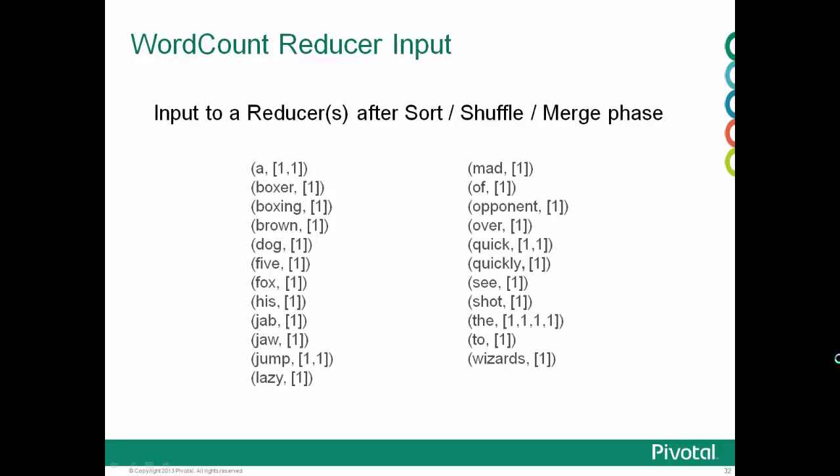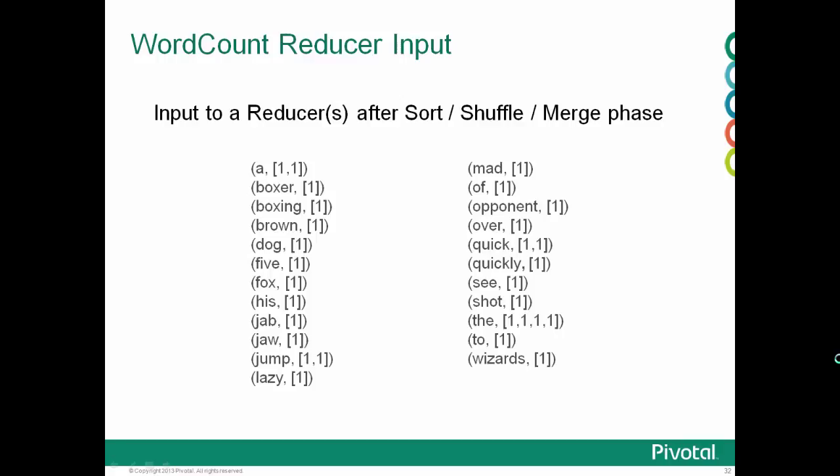So for example, the key word A has 2 ones associated with it, which indicates that the word A showed up 2 times in the input stream, as did the word jump, as well as quick. The words boxer, boxing, brown, etc. each have an iterator with a single 1, indicating that each of those words occurred once in the input data. The word the, however, as you can see, has 4 ones associated with it, indicating that the word the showed up 4 times in the input stream.